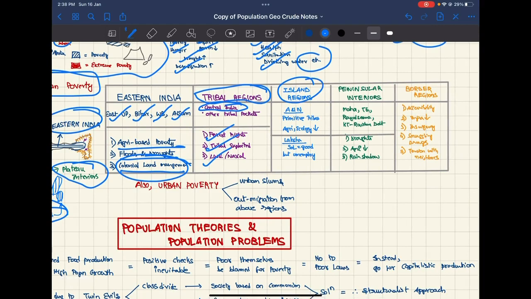Island regions, Andaman and Nicobar have very primitive tribes and agricultural issues. Lakshadweep has a very low standard of life and hence unemployment. Standard of life is good, but unemployment is high.